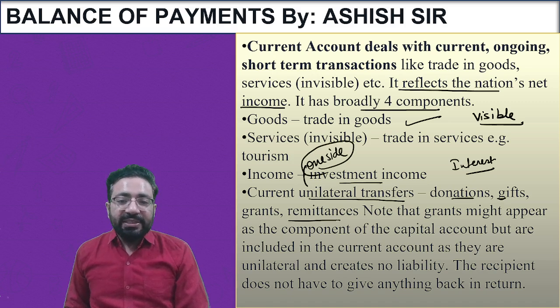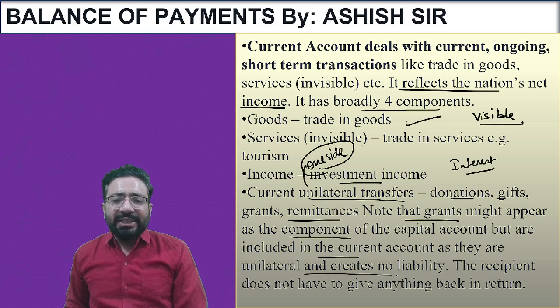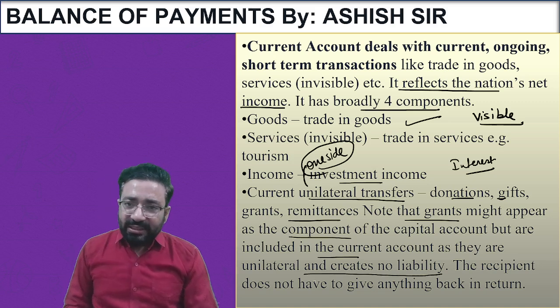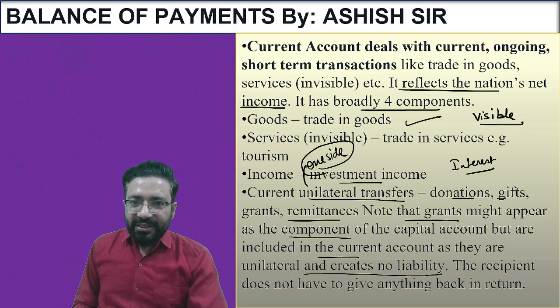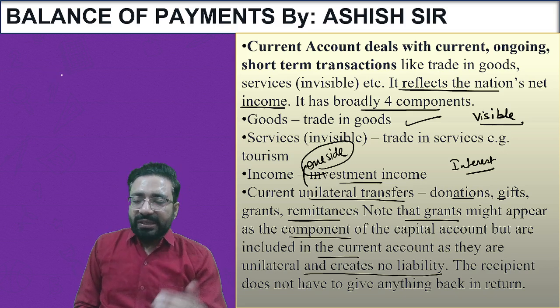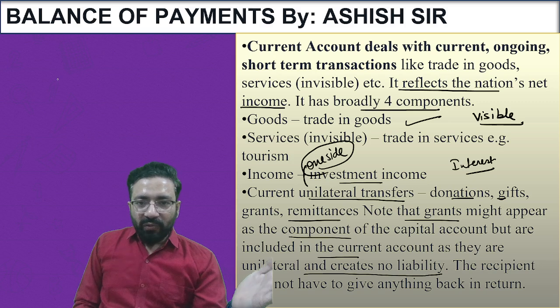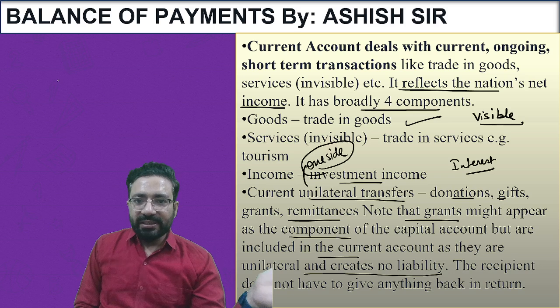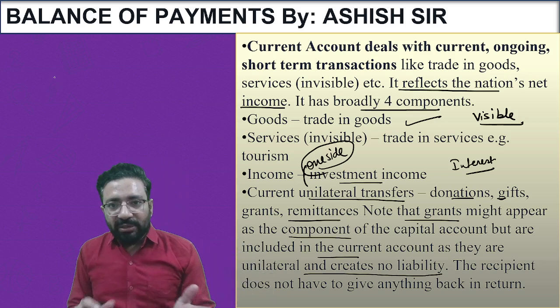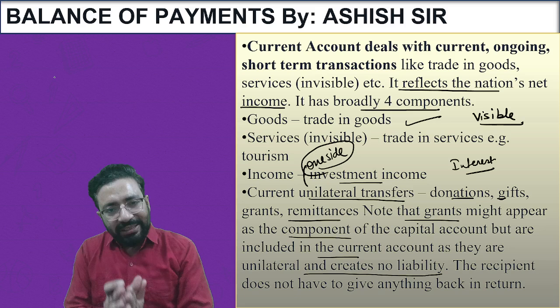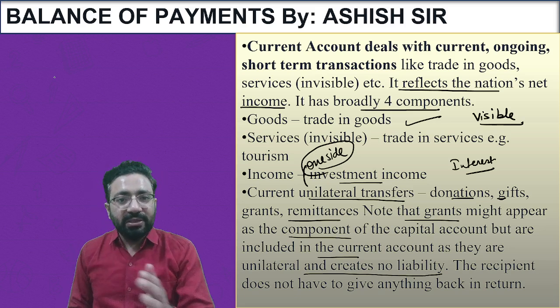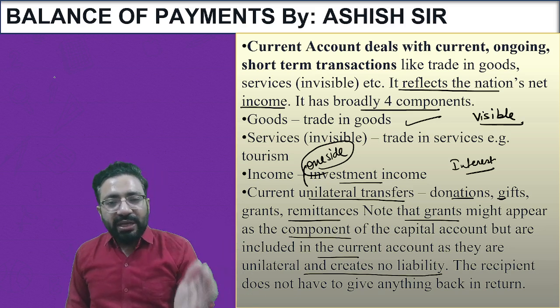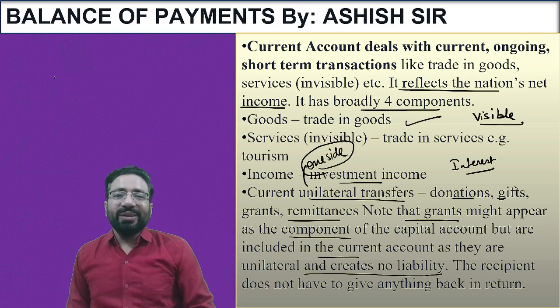Donation, gift, grants, remittances. Grants might appear as a component of capital account, but are included in the current account as they are unilateral and create no liability, because the recipient has no burden to repay them. I am making it clear to you. Suppose your country is facing some problem with sanitation. So the World Bank has given help of $10 million to construct the sanitation facility. You may consider that the World Bank has created an asset in our country. No. Though it may appear like a capital account transaction, remember, we don't have any liability to repay that. That's why it is coming in current account.